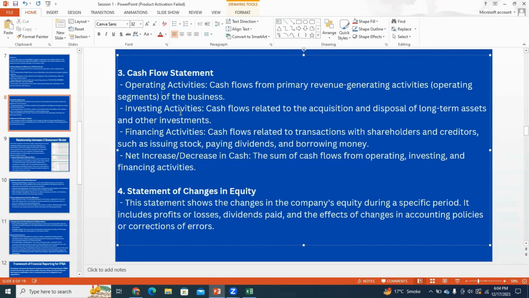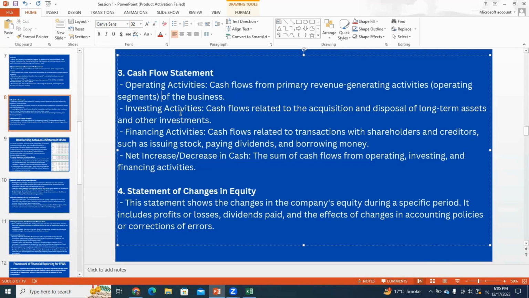The next thing is financing activities. It says cash flow related to transactions with the shareholders and creditors, such as issuing stock, paying dividends, and borrowing money, comes under financing activities. So yes, paying dividends comes under financing activities.